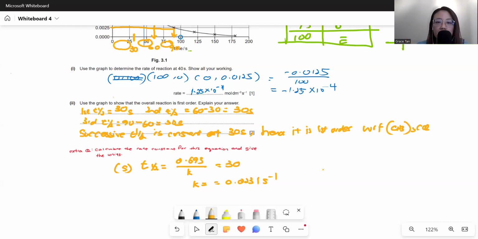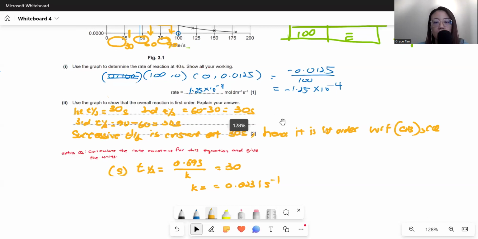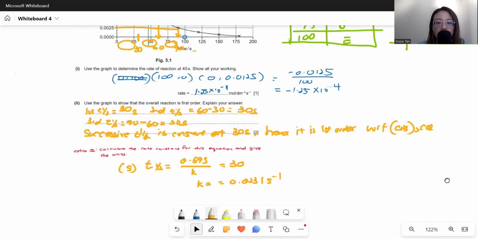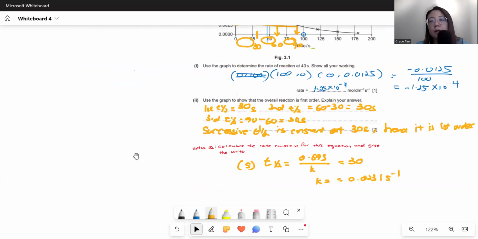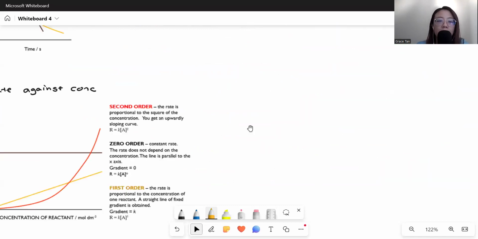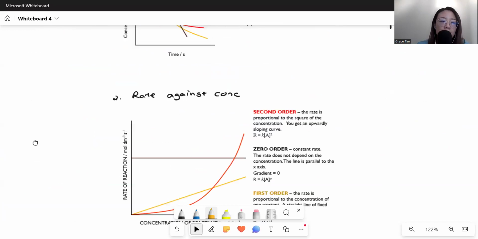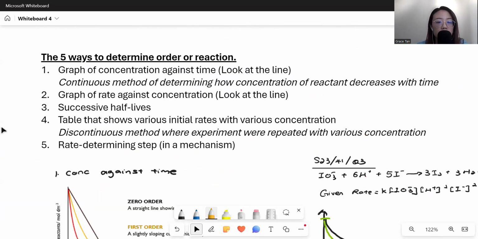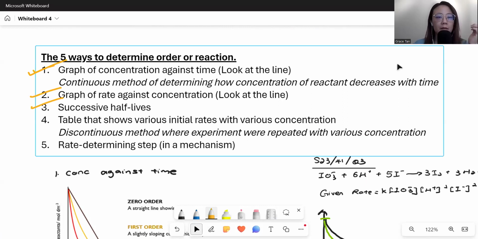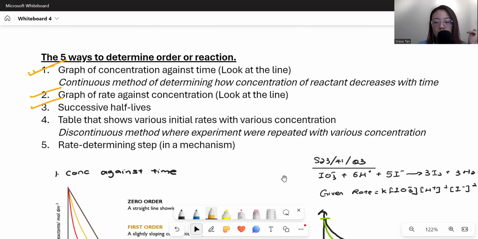So we have so far done method 1, method 2, and method 3. Normally method 3 will come out because it takes a fair amount of effort from the student and does not take too much time. I've already covered the first one, the second one and the third one over here. For the other two, the table and the rate determining step, we will continue in the next video.